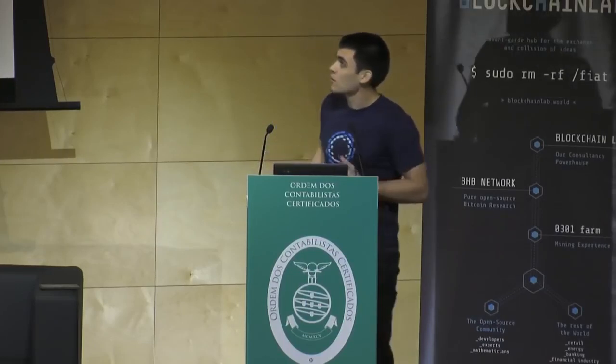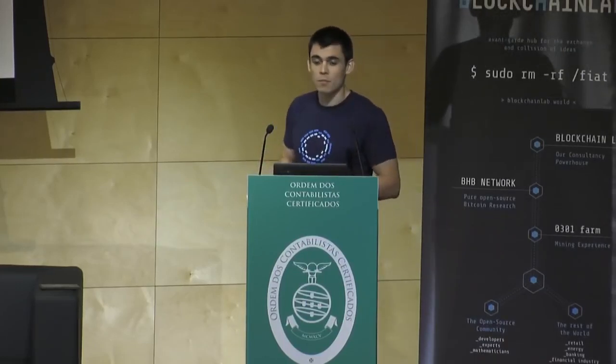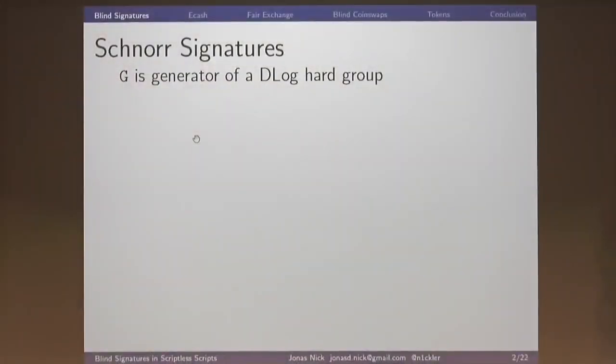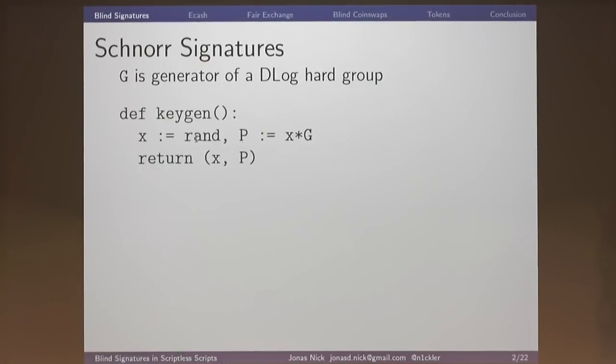For a Schnorr signature scheme, we first assume some group generated by a generator G, where the discrete logarithm is hard. In Bitcoin, we use points on the curve secp256k1. A signature scheme consists of three algorithms. One is the key generation, which creates a new private key X at random and computes a public key by multiplying the private key X times the generator G, and then it returns this key pair consisting of the private key and the public key.